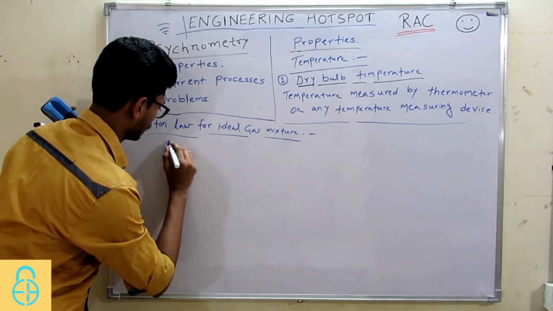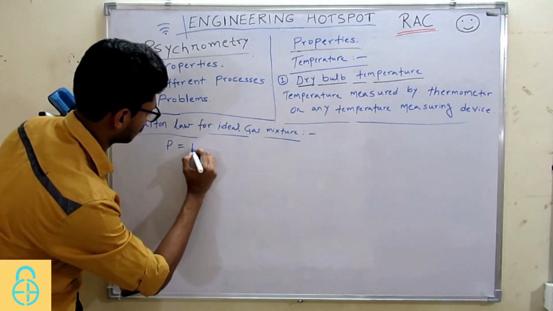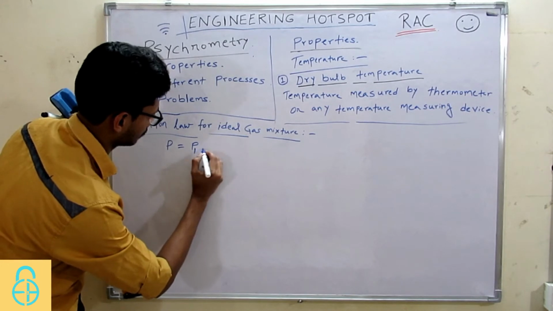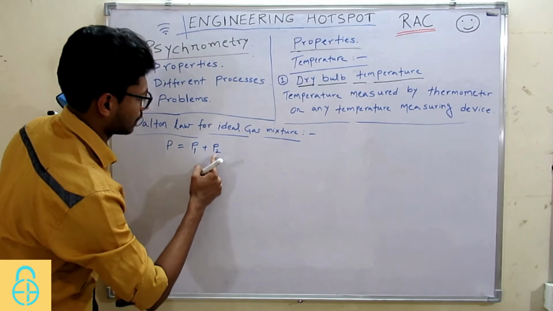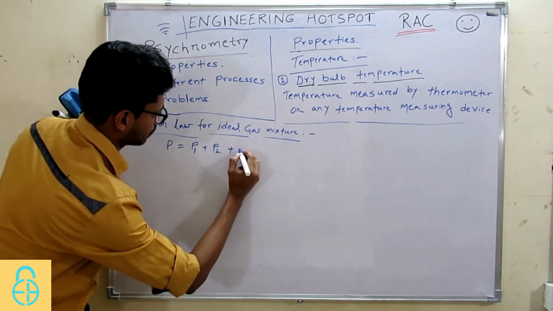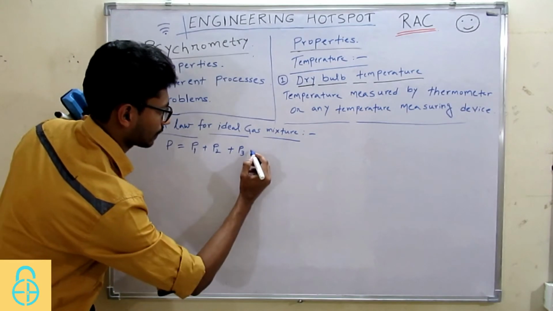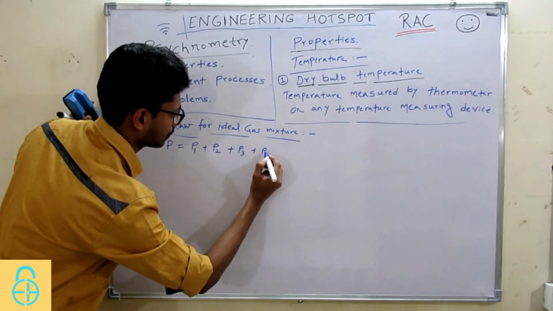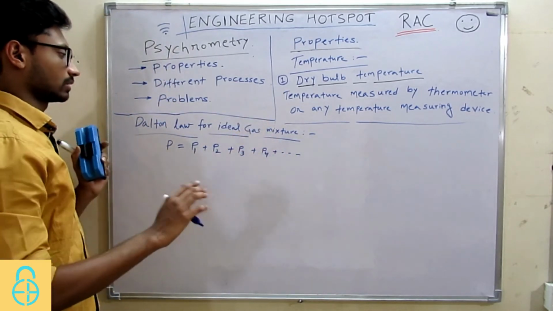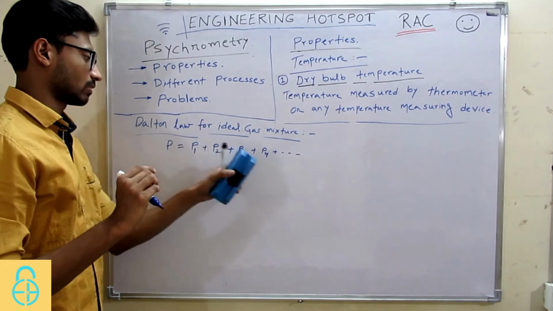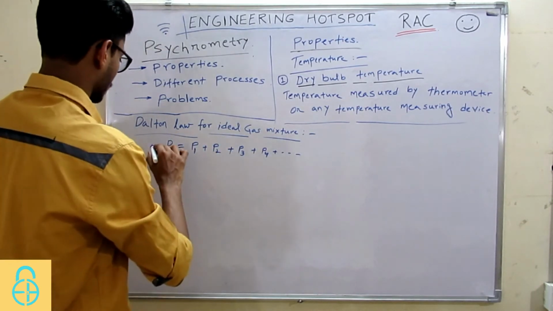If we have different components, different gases, suppose this is gas number 1, its pressure is P1, gas number 2 has pressure P2, then P3, P4, and this goes on. These are partial pressures. If you add the pressures of each gas, you will get the total pressure. This is one property.